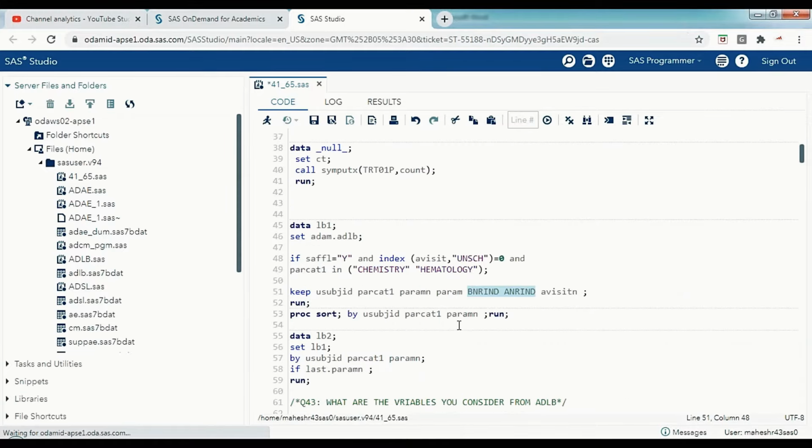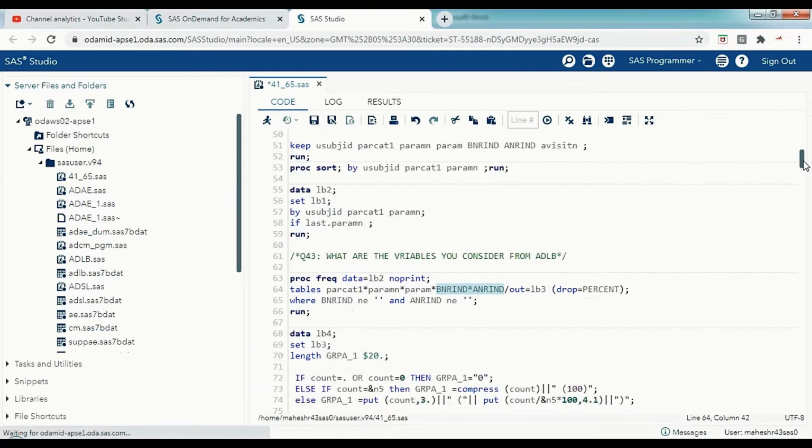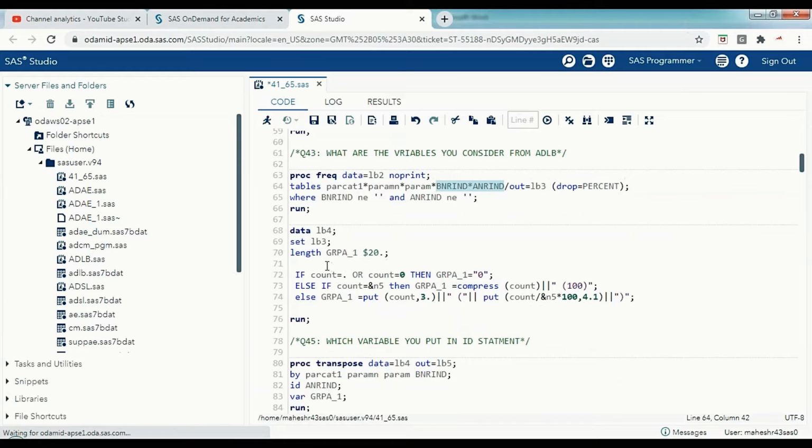After that, they are asking for the last treatment data. So that's why we are picking only the last post-baseline values and cross comparing with BNRIND and ANRIND, so we'll get the counts. After getting the counts, we have to do the percentage calculation. How is the percentage calculated? Small n divided by capital N into 100 will give you the percentage. Here you can see small n divided by this is the big N, and here the 100% is up to one decimal.